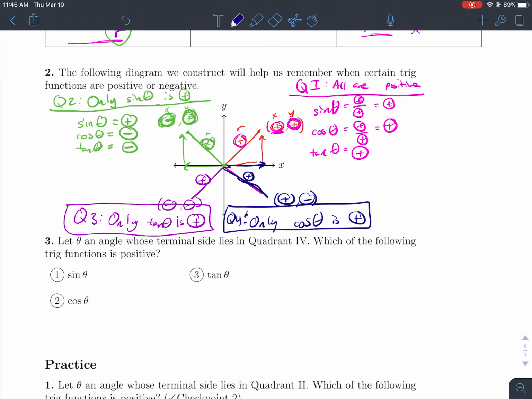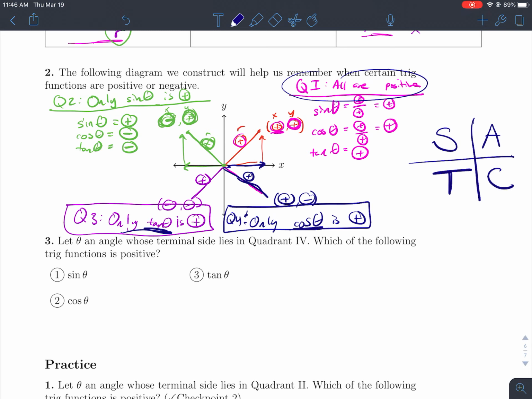There's a common mnemonic for helping us remember which things are positive in each of the quadrants. In the first one, all of them were positive, so we put a big A there to stand for all positive. In quadrant 2, only sine was positive, so we'll put a big S there to mean that S is the only positive one. In quadrant 3, we found that tangent of theta is positive, so we put a big T there for tangent being positive. And in quadrant 4, cosine is positive, so we put a big C here for cosine being positive.